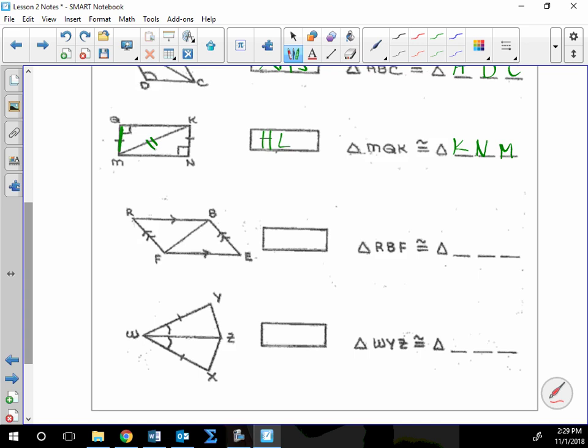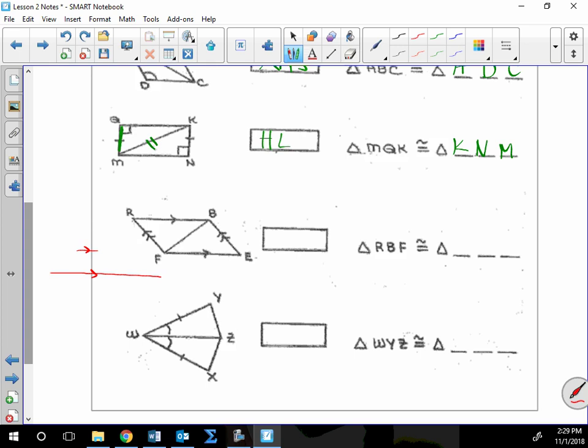If I have parallel lines, are they congruent? Are those congruent? These right here? Those are congruent. No, these are not congruent. They're not the same size. Okay, so parallel doesn't automatically mean that they're congruent, okay?